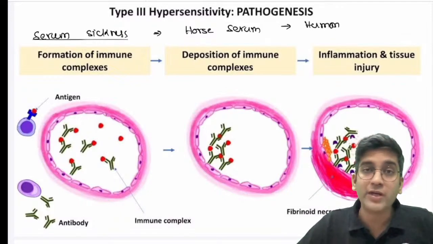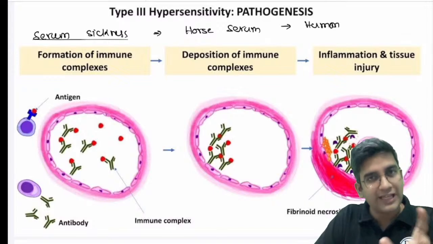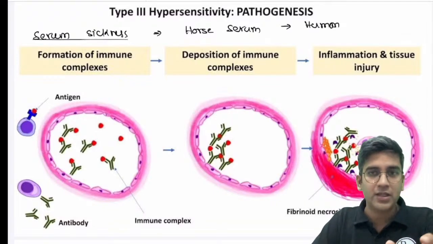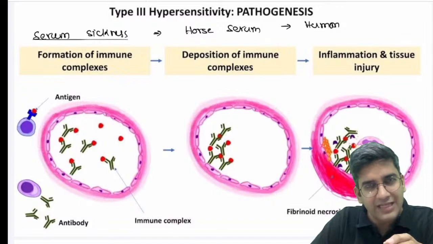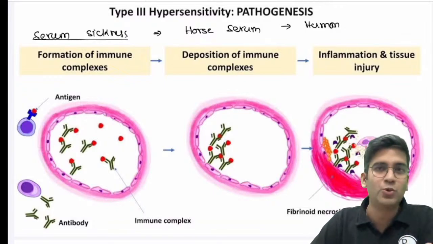Then Hashimoto, I will put them into type 4 primarily. See, there are a few things where type 4 and type 2 overlap. Don't write them here. If they ask you about type 2 hypersensitivity, write that classically. Pernicious anemia, type 4, type 2 overlap.